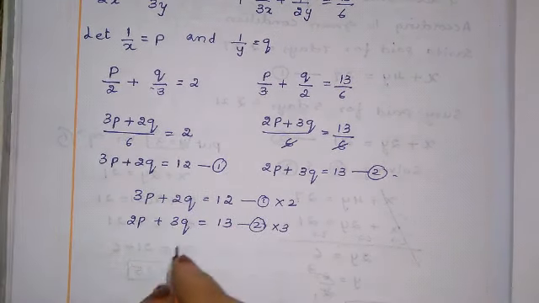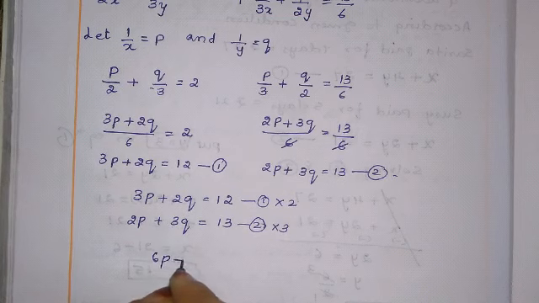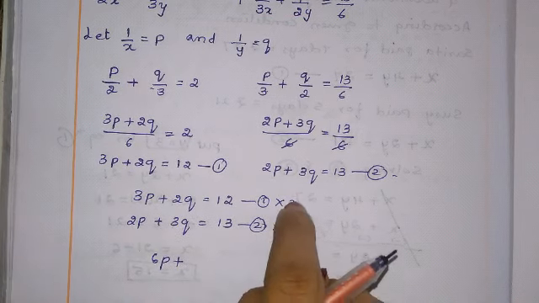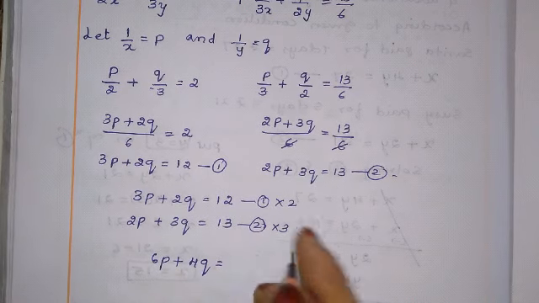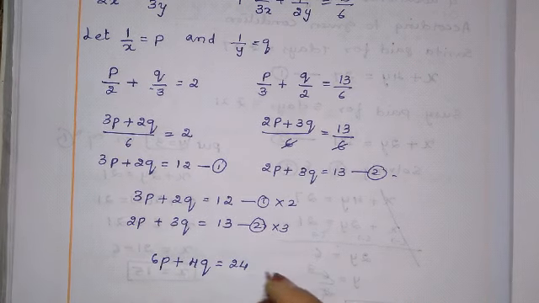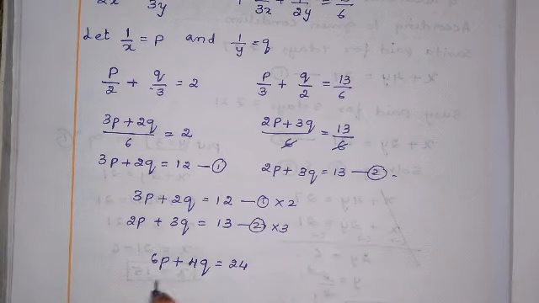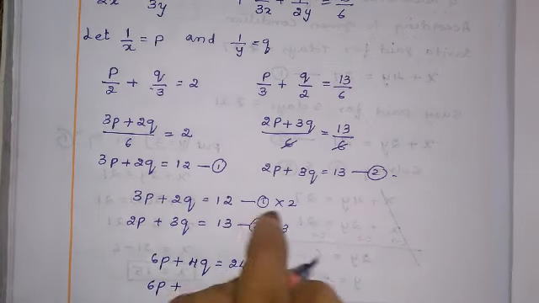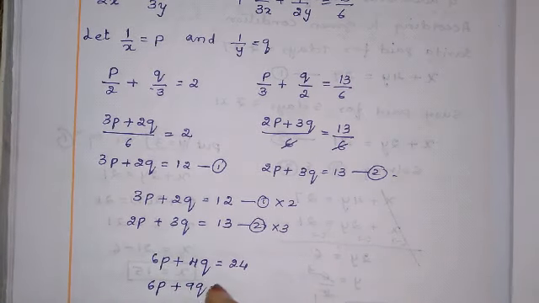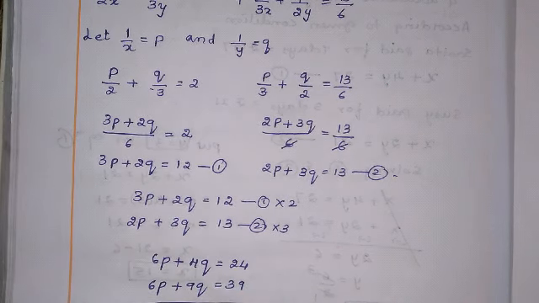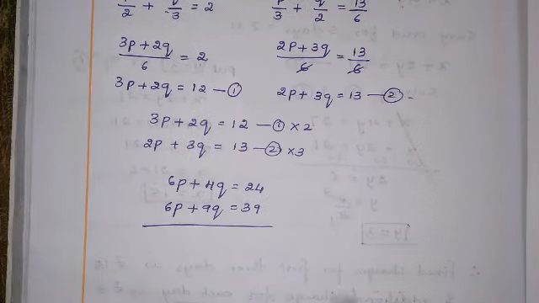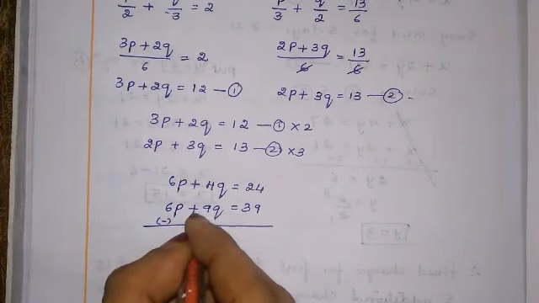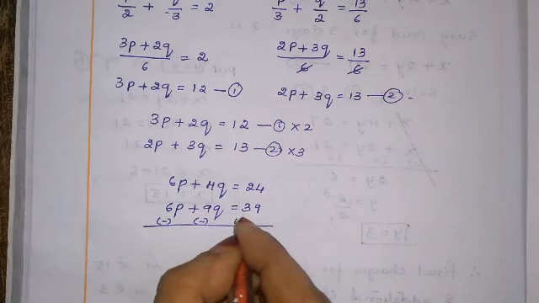So 2 3s are 6p multiplied to the whole equation, 2 2s are 4q is equal to 12 2s are 24. And 3 2s are 6p plus 3 3s are 9q is equal to 13 3s are 39. Now we can eliminate 6p, but the signs are equal. So what do we have to do? We have to change the sign. The lower equation's sign we have to change.